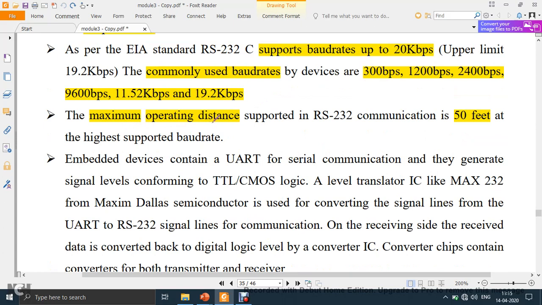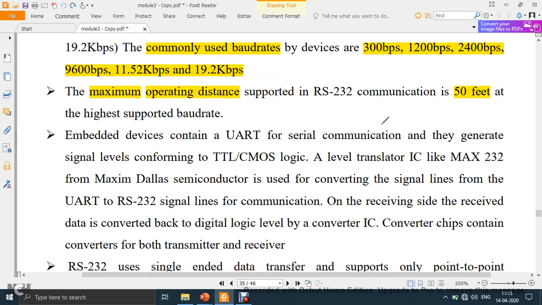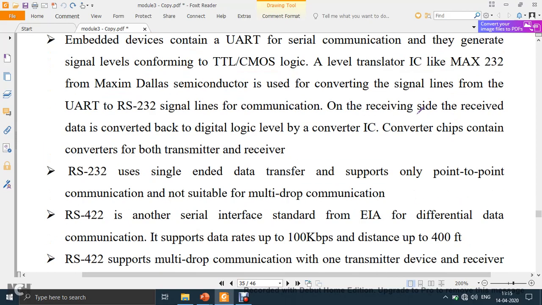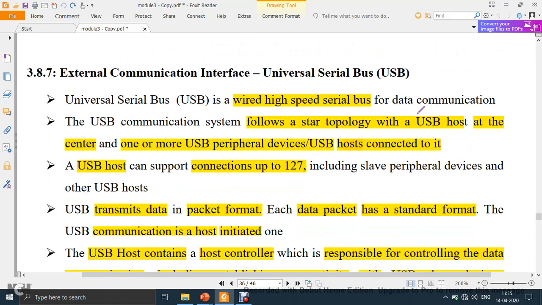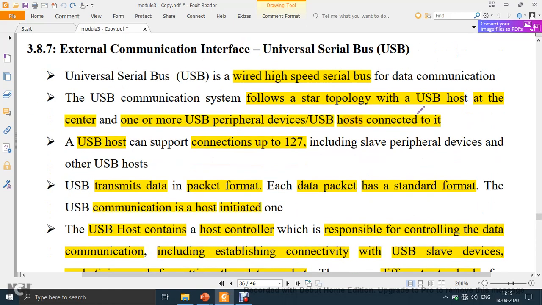The maximum operating distance of this communication is 50 feet. That is the maximum communication distance, and remember this is wired communication, not wireless. To remember that much is sufficient.